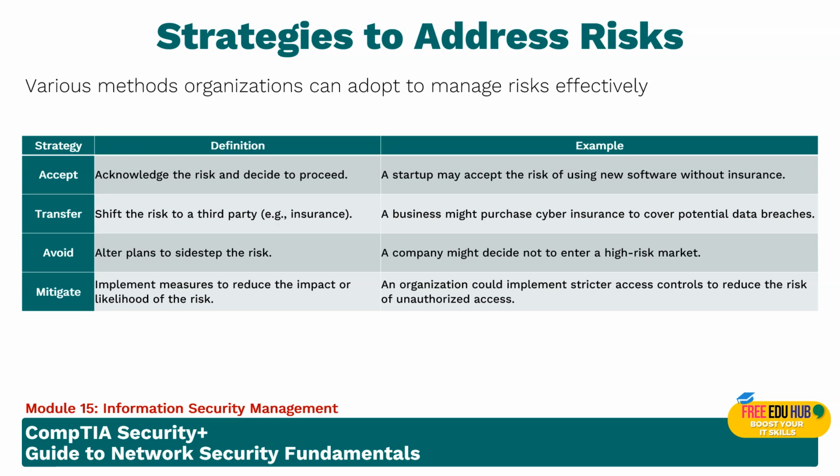And then we have mitigation. Mitigating the risk involves taking active steps to reduce the likelihood or impact of the risk. That might include implementing controls, developing alternative strategies, or enhancing security measures. An organization could implement stricter access controls to reduce the risk of unauthorized access, etc.